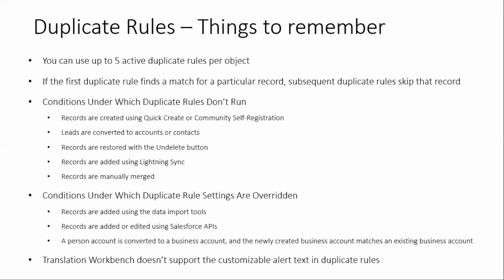So, yeah. The translation workbench doesn't support customizable alert text in a duplicate rule. So what is the translation workbench? Basically, the translation workbench allows you to use international localization to translate your message to any locale of the user, but the duplicate rule doesn't support this for the alert text. So whatever message you put in the alert text is always going to display on the page.